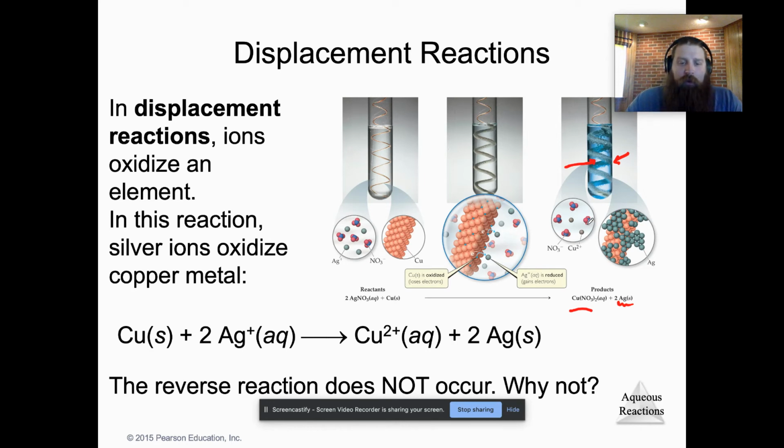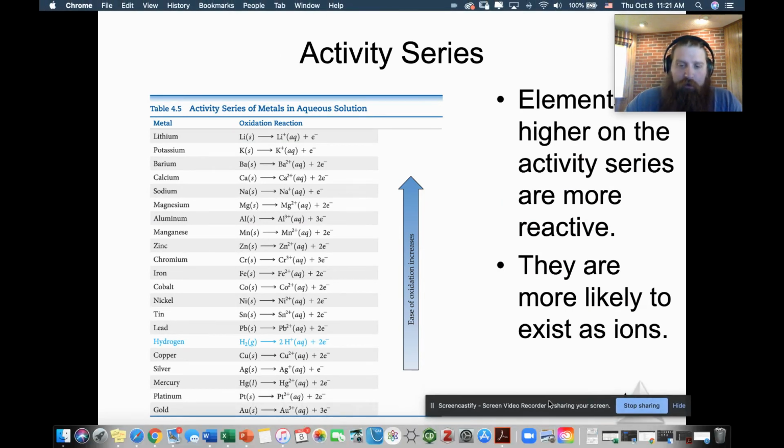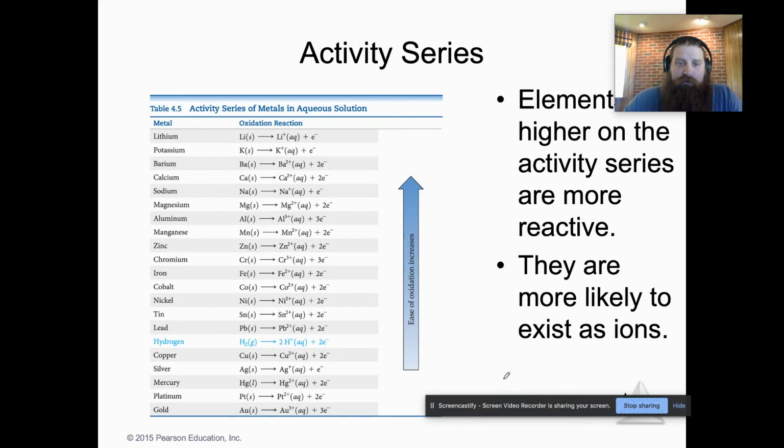Now, common question: why doesn't this occur in reverse? What prevents it from reducing the silver and then reoxidizing the silver? Why doesn't it happen back and forth? Well, there's this thing called the activity series. You want to learn the activity series.